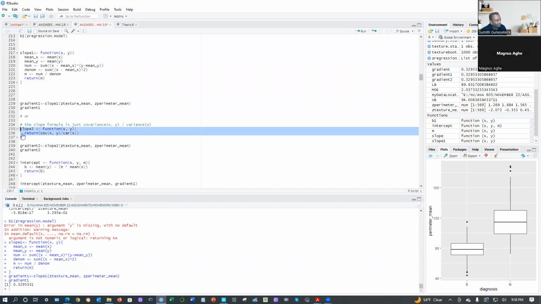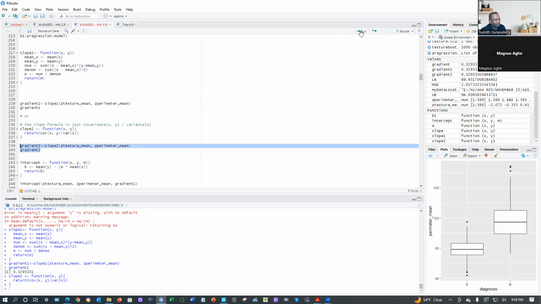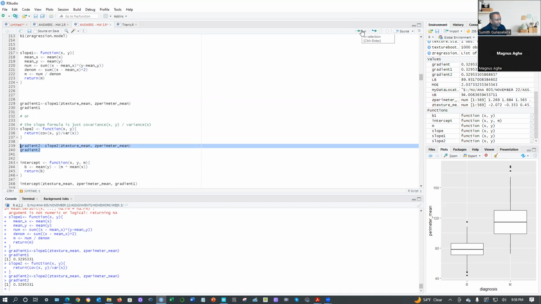I call that one slope 2, and I'm going to give the parameters. What are the parameters again? Return, the texture mean and the perimeter mean, and then gradient 2. See, look, the same answer.